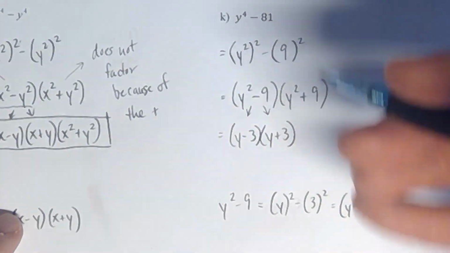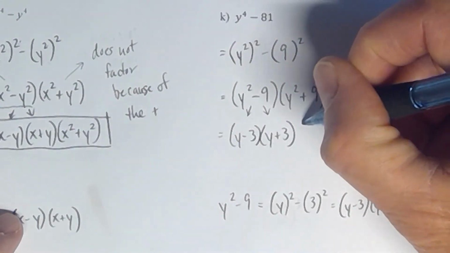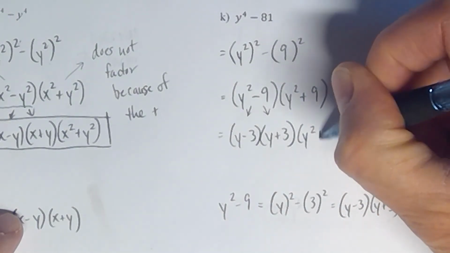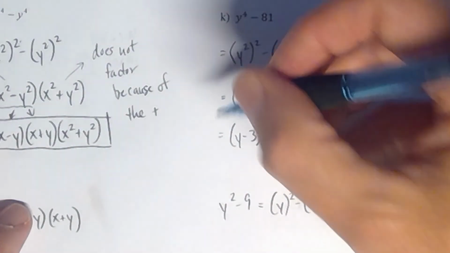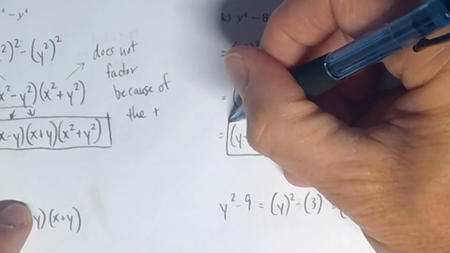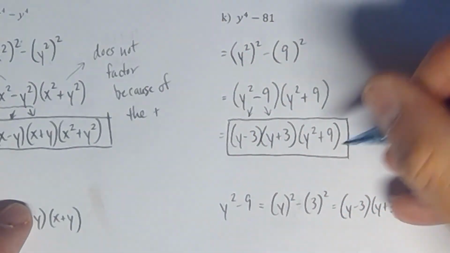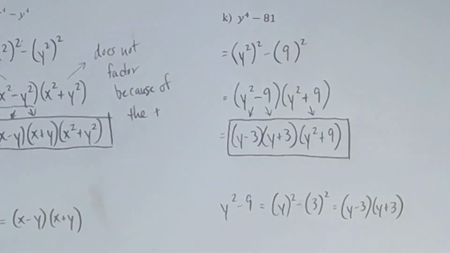That's what factoring is all about. Breaking something down into two smaller parts. Sometimes it's more than two, as we can see here in these last few problems where we have 3 things being multiplied together. And again, why did I not factor this y squared plus 9 on the end? It's because of that plus right there, as we mentioned in the previous problem.